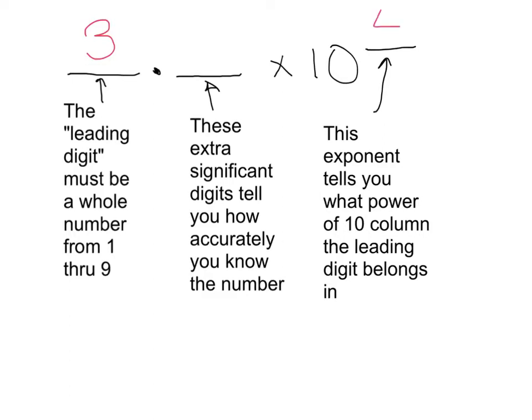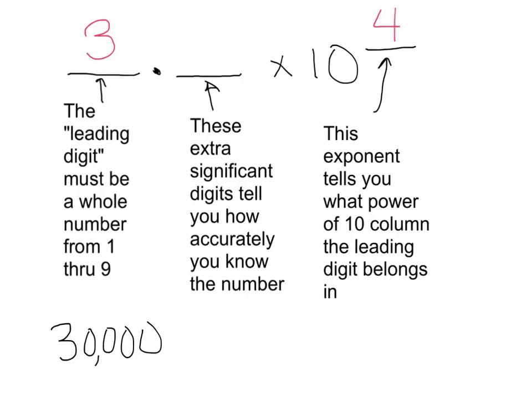This number is essentially 3 times 10 to the something. I'm going to pick 4 in this case, which means that we've essentially written the number 3 followed by 4 zeros. In other words, the exponent tells us what power of 10 column the leading digit belongs in. 10 to the 4th is 10,000, so what we have is 3 10,000s, or 30,000.